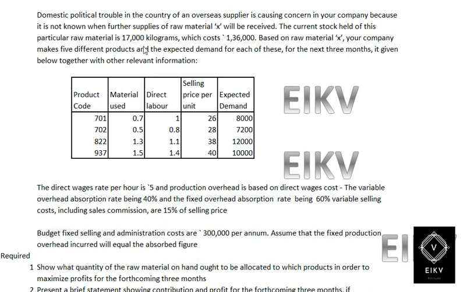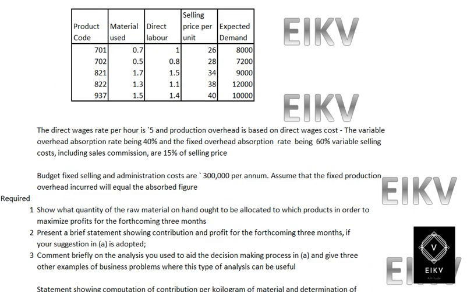Based on the raw material X, your company makes 5 different products and the expected demand for each of these for the next 3 months is given below together with the other details. So we have given here some of the details of the 5 products.